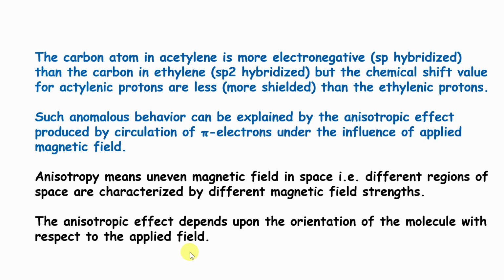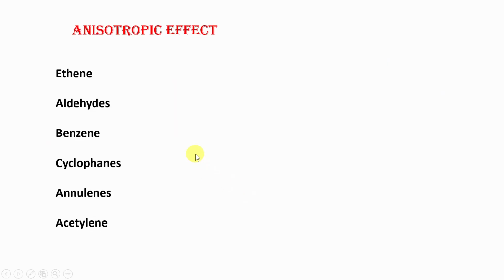In this video, I will be discussing this property, the anisotropic effect, of ethene, aldehydes, benzenes, cyclophanes, annulenes, and acetylenes. How do these molecules show the anisotropic effect, whereby their chemical shift gets affected? How is the chemical shift affected by this peculiar property of these molecules known as the anisotropic effect? This will be discussed in this video.